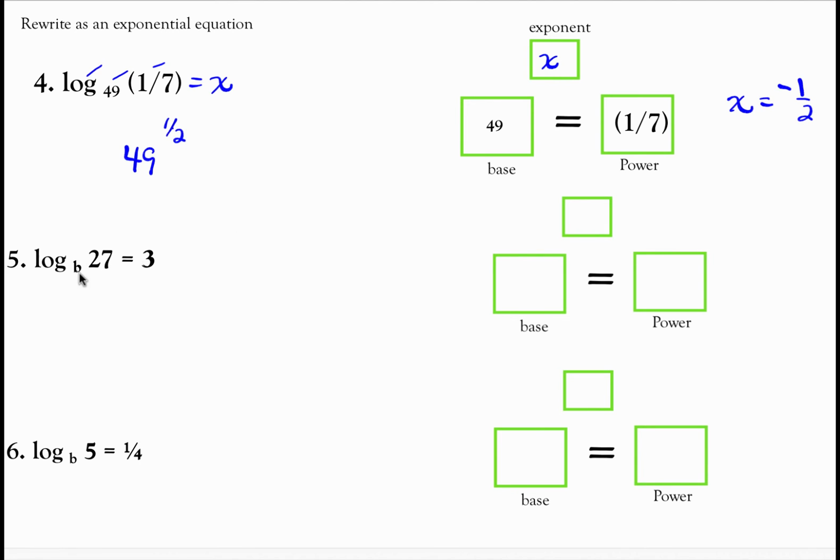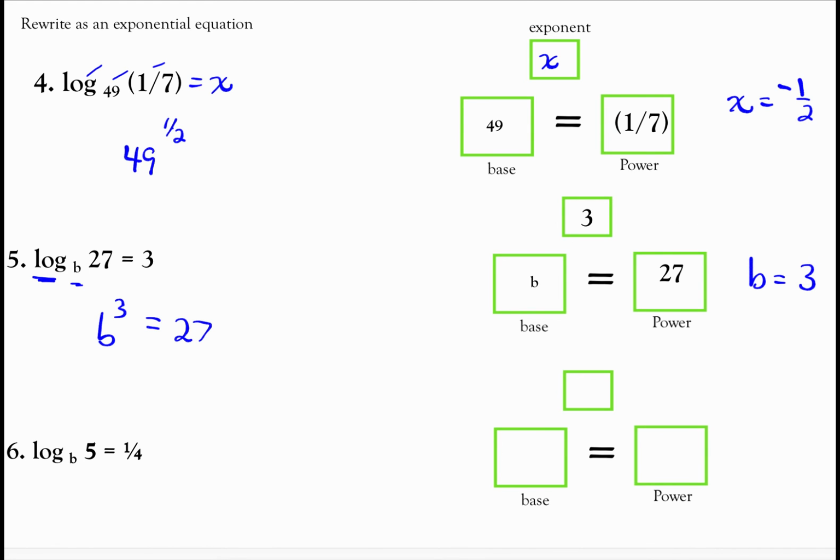All right, the next one. My base is b. My exponent is 3. And my power is 27. This is saying, what is the exponent of b that gets me 27? The exponent is 3. So my answer here, we're looking for the base. So what to the third power gets you 27? Well, in this case, it must have been 3.